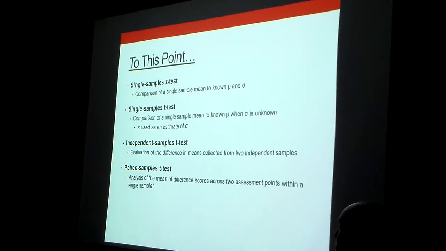We talked about the independent sample t-test, looking at the difference in means collected from 2 independent samples, right? Again, you can think about this in terms of what's the relation of gender to some continuous outcome, or the relation of any dichotomous variable to some outcome, right? We're just looking at differences in a couple of different means on a continuous outcome. And then we've got our paired sample test, looking at the analysis of the mean difference scores across 2 assessment points within a single sample. Asterisk, why do we asterisk that?